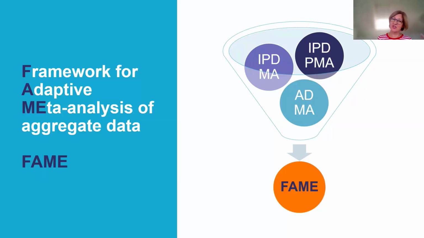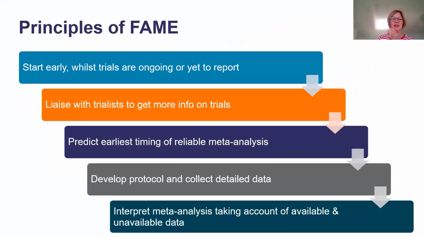And so this sort of thinking and these elements of the different types we see here are the basis of our framework for prospective and adaptive meta-analysis of aggregate data, known as FAME. Now, we've developed FAME. It wasn't ideal at the beginning, but we've developed it over time. And really these principles, which are shown here in brief, are the culmination of our experience doing these mainly in prostate cancer, but also in other areas.